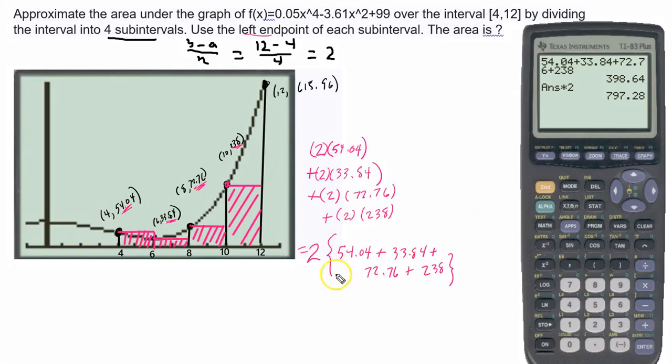Okay. And so this is going to be equal to the sum of the area of those 4 rectangles, and that's my approximation. So 797.28, and then square whatever your units are in, and you haven't given me that information there. Okay. So that's our answer. That is the approximation using left endpoints in each subinterval. Okay. All right. Thank you for letting me help you.